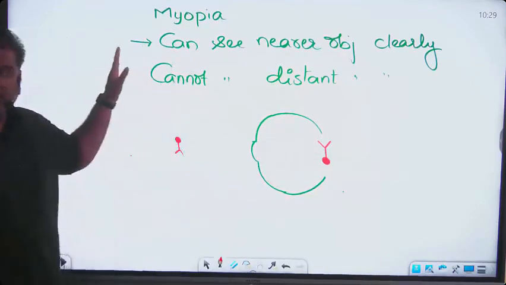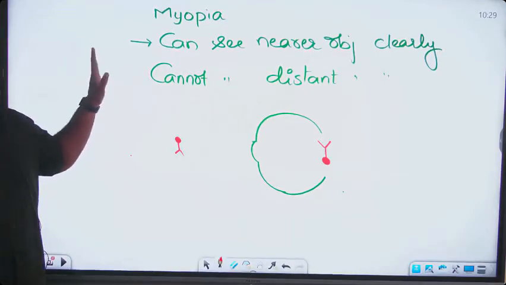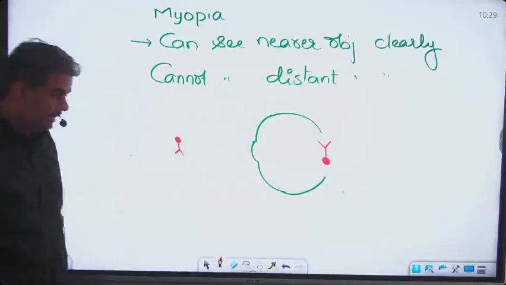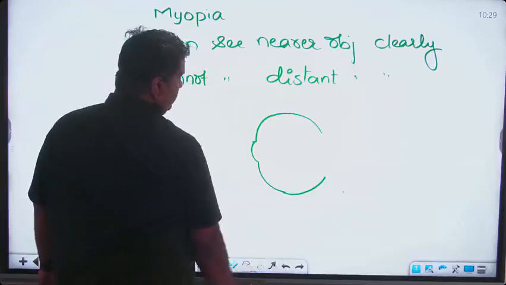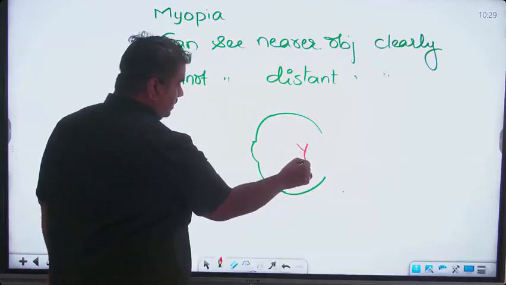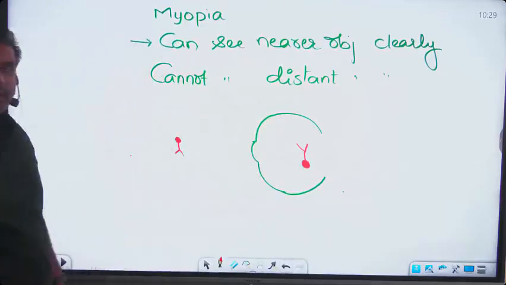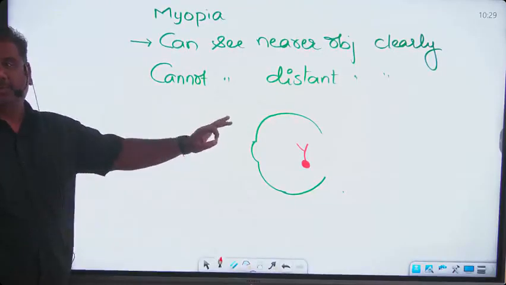But whom are we talking about? We're talking about a person who has short sight. For people with short sight, nearby objects are clearly visible and distant objects are not. The reason is that for these persons, the image is formed somewhere before the retina. It is not formed on the retina, but somewhere before the retina.